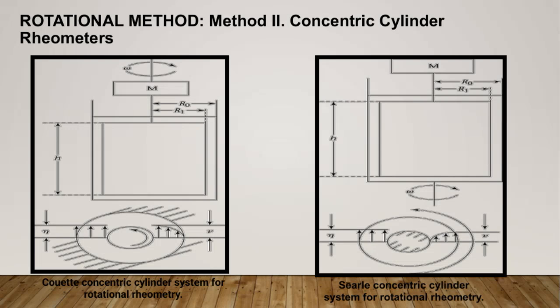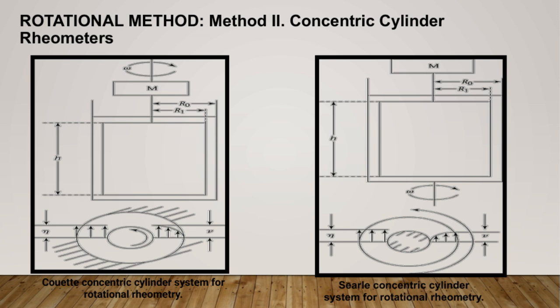Let's take a closer look at some specific types of rotational rheometers, starting with the Searle concentric cylinder system. This setup uses a cylinder within a cylinder, where the inner cylinder rotates to measure the fluid's response. It's particularly useful for testing more viscous materials or suspensions.